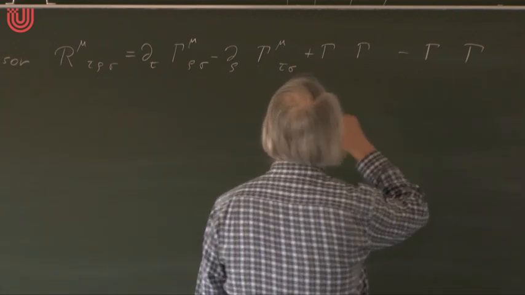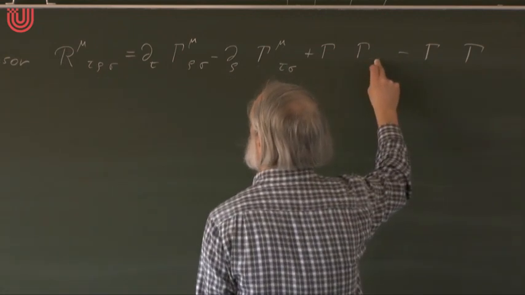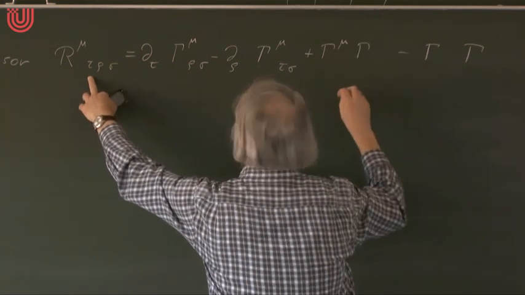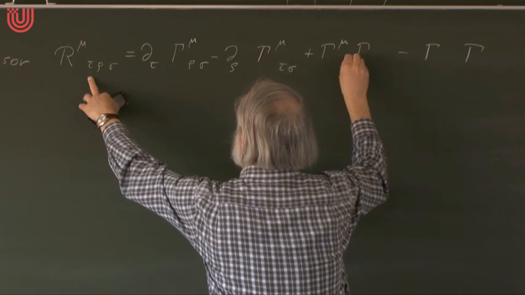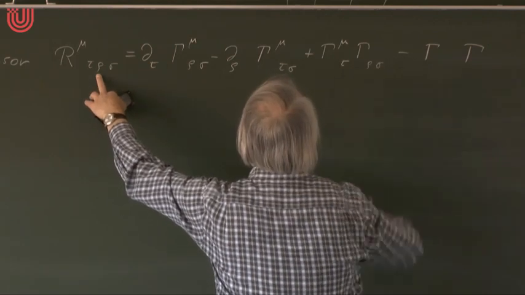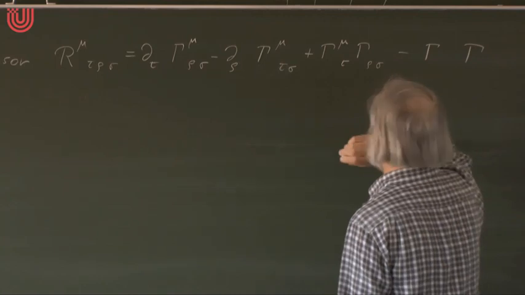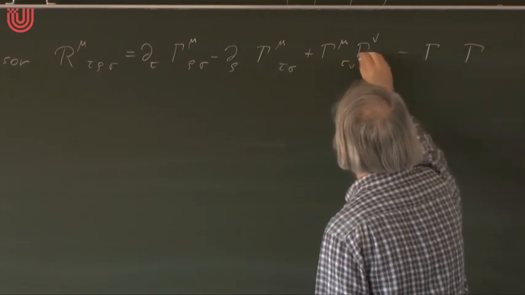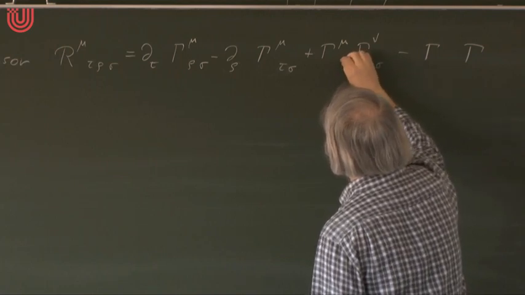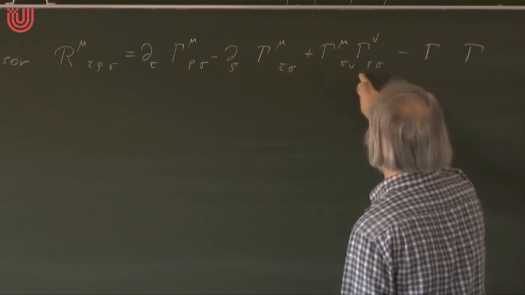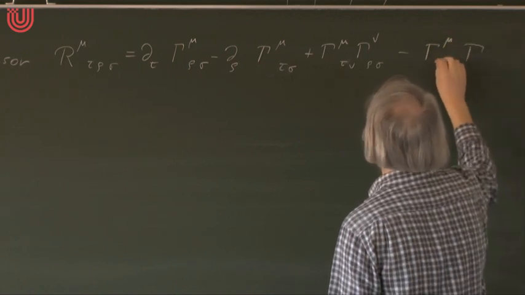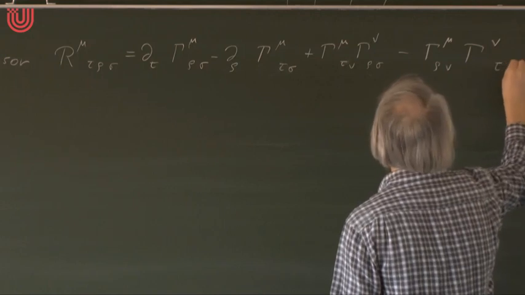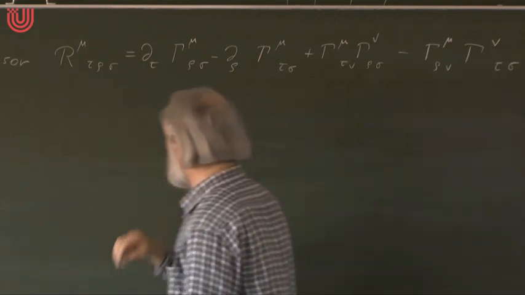Okay, and here I write the indices. I write the upper index, which is the μ here, and then I have τ, ρ, σ, and I need a summation index here. How should we call it? ν is free, right? Yes, ν. That's a τ. And again, I just have to interchange τ and ρ. So μ, ρ, ν, ν, τ, σ. So that's the curvature tensor.